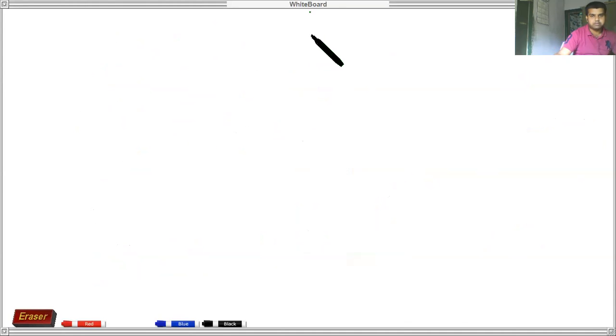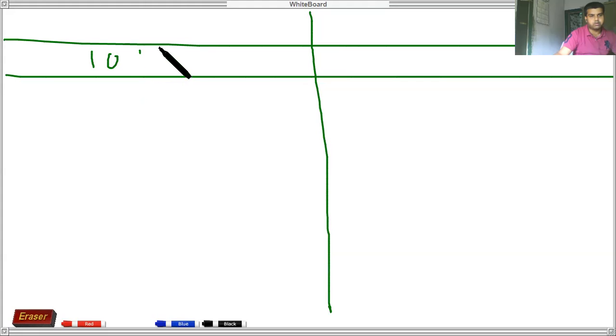I am dividing the board into 2 halves. First I am taking a number, let's say 1 0 1 1. I will convert this number into decimal format.